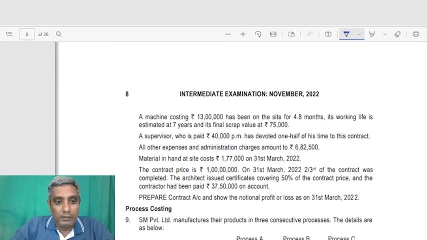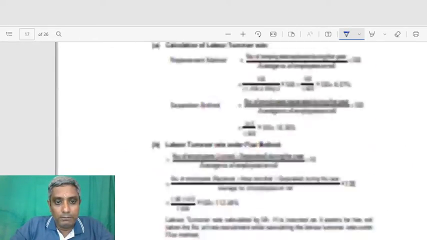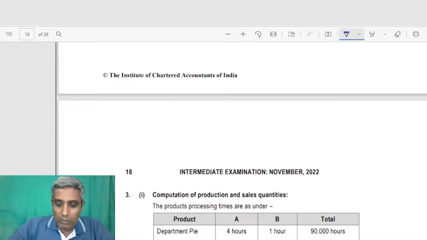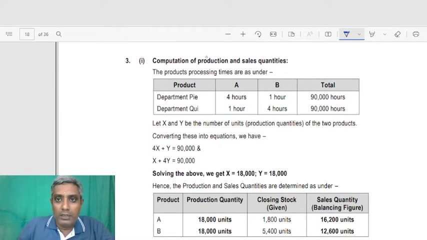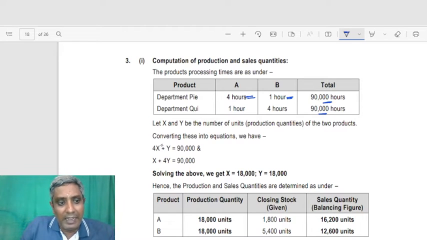Now, see here. The computation of production and sales quantities. From here it is very clear. As I already wrote, 4 hours of department P and 1 hour of department Q in A and B. So, total 90,000 hours. So, we have found an equation 4x plus y equals 90,000 and also x plus 4y equals 90,000. Solving the above, we get x is equal to 18,000 and y is equal to 18,000.